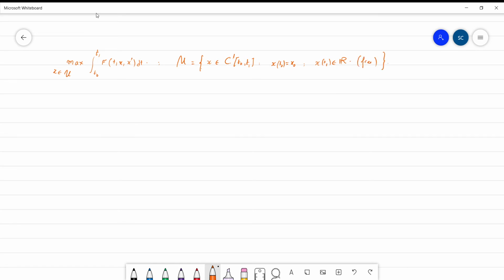Okay, so our purpose is to find necessary conditions. The first thing: the necessary conditions. Of course, under the assumption that f is C2, under the same assumptions we saw in the previous section.